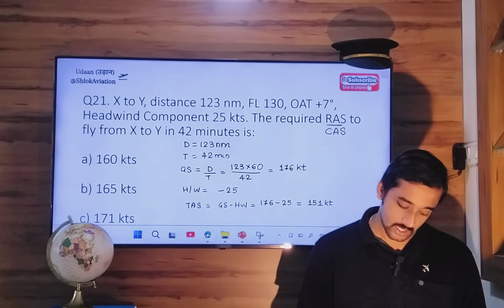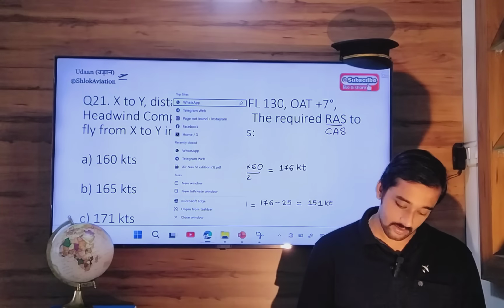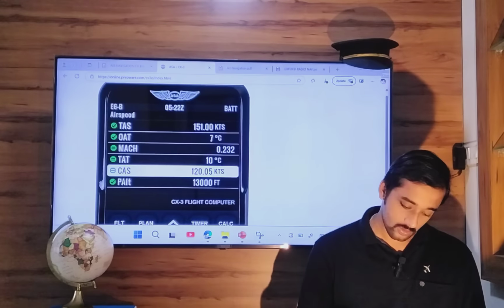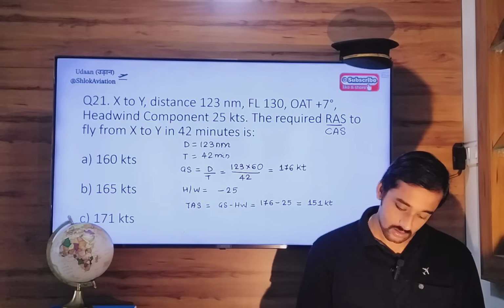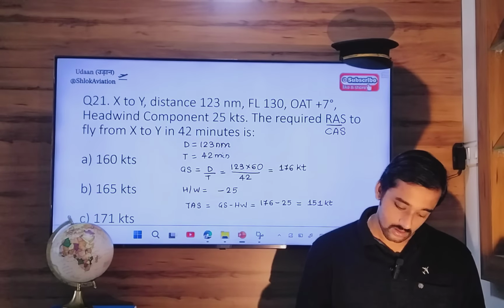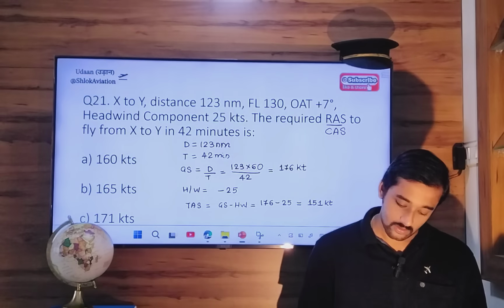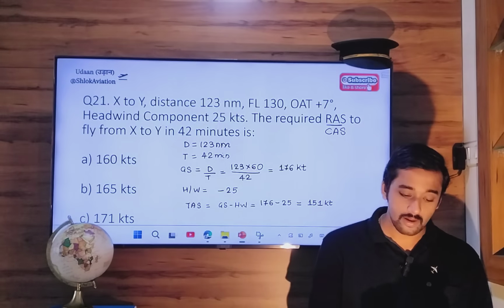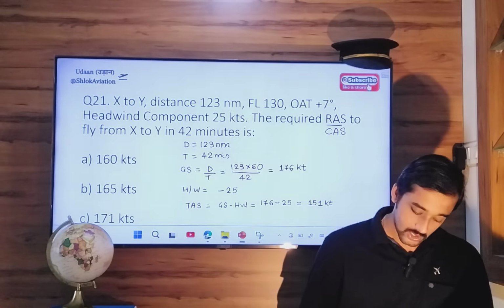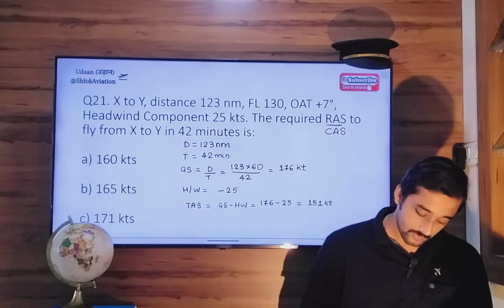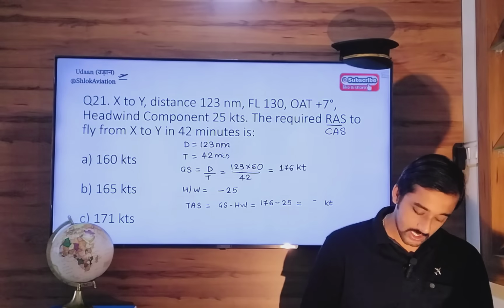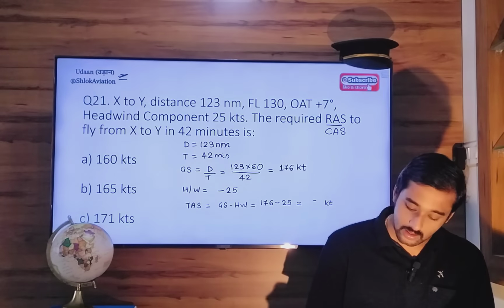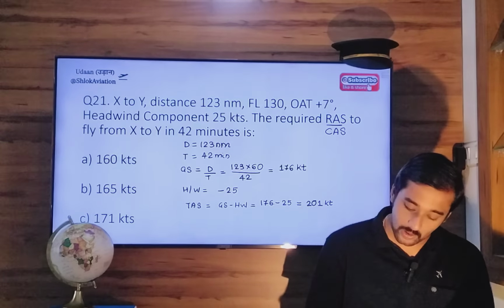So the options here are 160, 165 and so on. Okay, TAS will be 176 plus 25, 201. My bad, make sure it should be 201 knots. We have to add it.